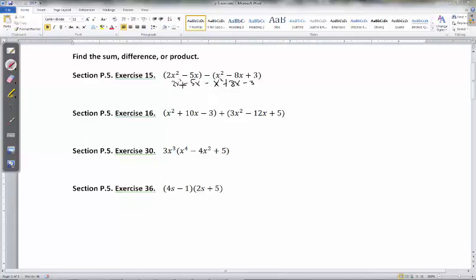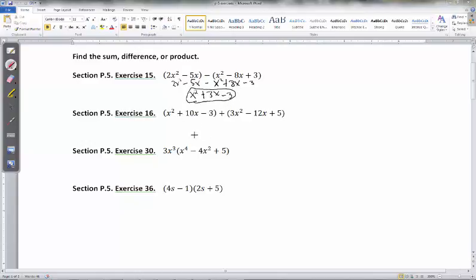And now just collect like terms. So I've got 2x squared and x squared. That'll give me a single x squared. I've got a minus 5x and a plus 8x. So that'll get me a plus 3x. And I've got a minus 3. And that's it.